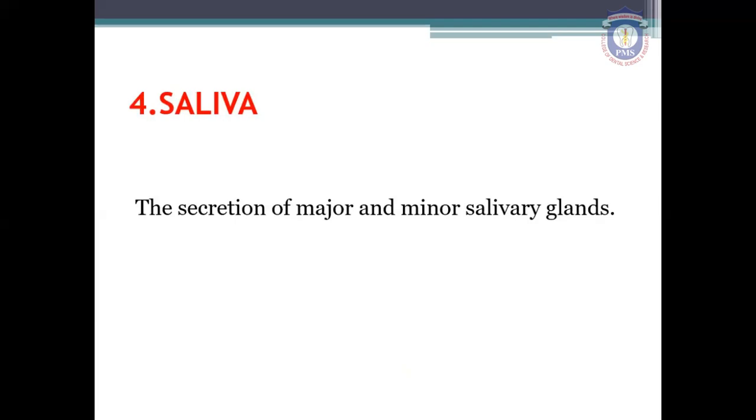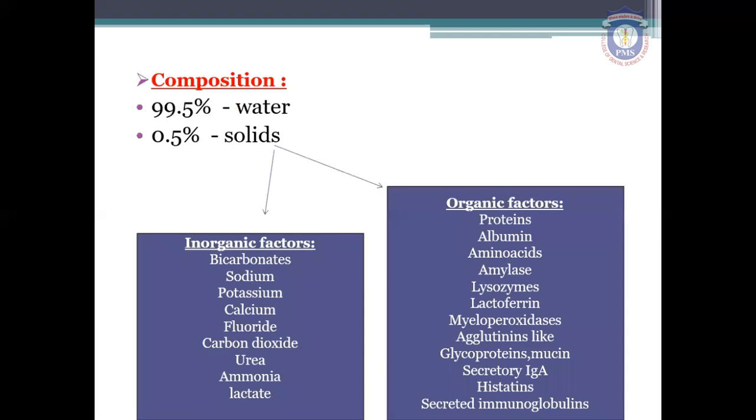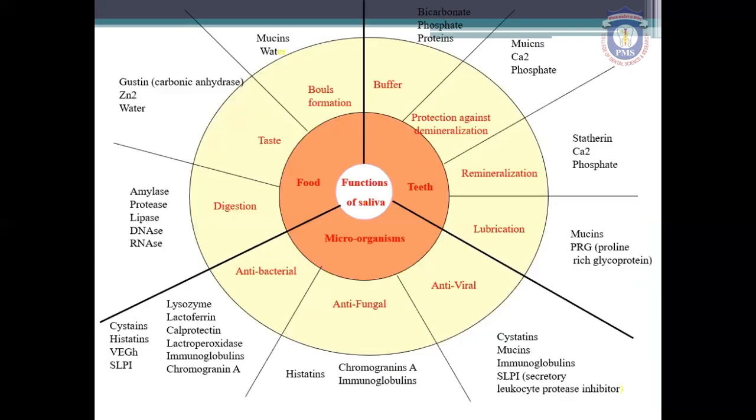Now, the fourth factor is saliva, which is produced from major and minor salivary glands. The composition of the saliva: about 99.5% is water and 0.5% is solid, which can be inorganic factors and organic factors. Inorganic factors can be bicarbonates like sodium, potassium, calcium, or gaseous substances like carbon dioxide and ammonia. The organic factors can be protein, albumin, various enzymes, immunoglobulin, etc. So these are the functions of saliva in general.